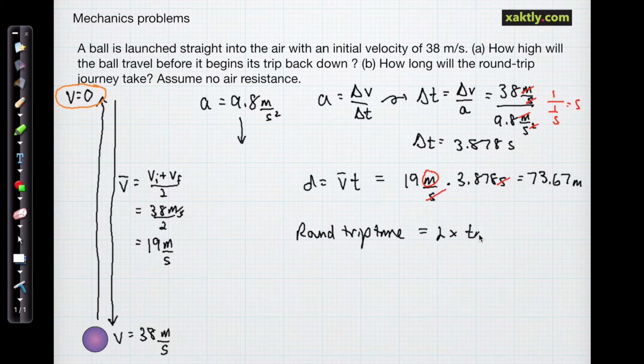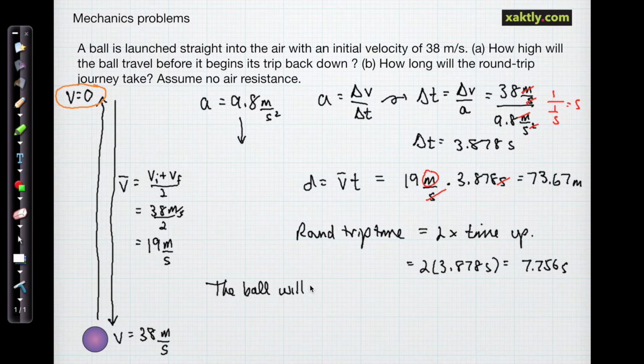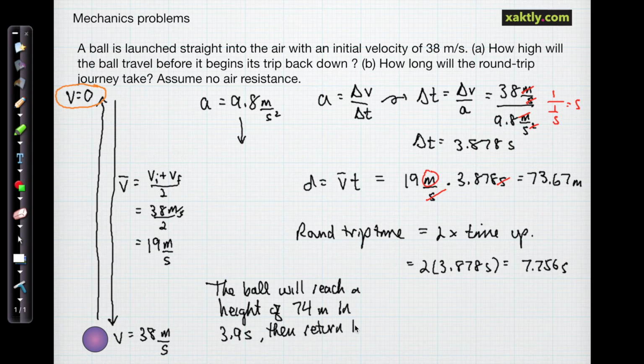Now with any projectile like this, the time up is equal to the time down. So the round trip time is just twice the time that it takes to get up, so that's 2 times our time, which is 7.756 seconds. So for this projectile, the ball will reach a height of about 74 meters in 3.9 seconds, and then it'll take another 3.9 seconds to return to the surface.